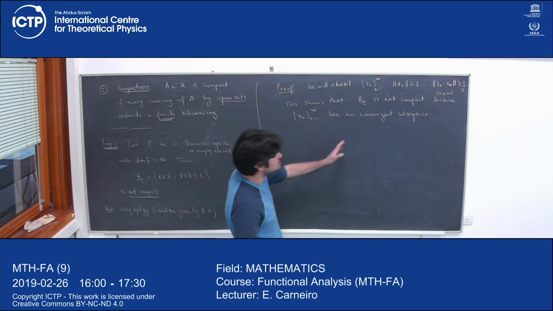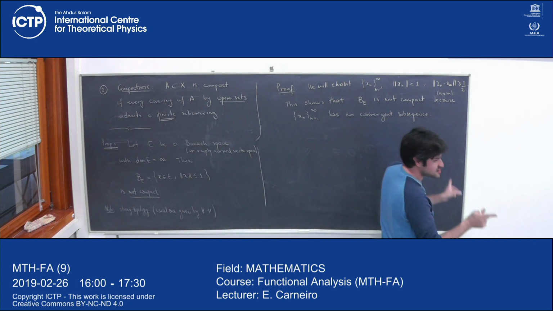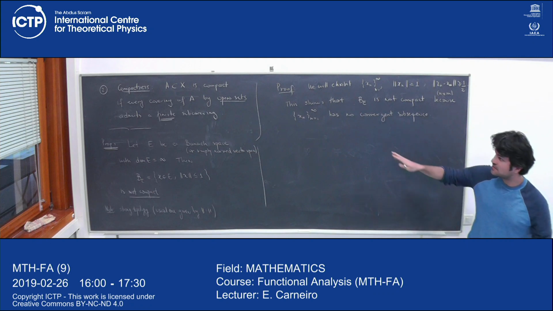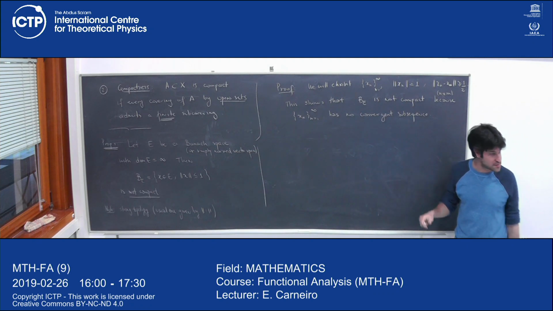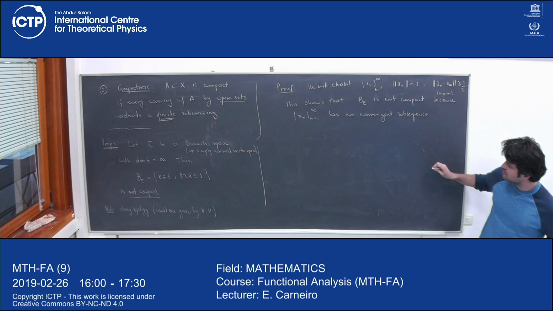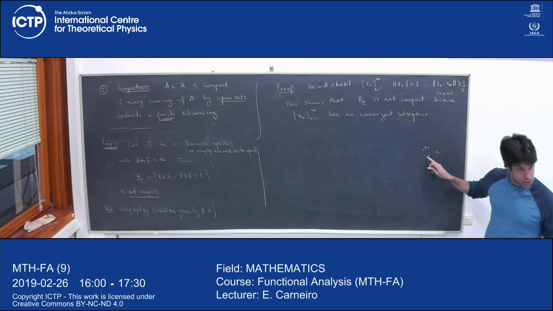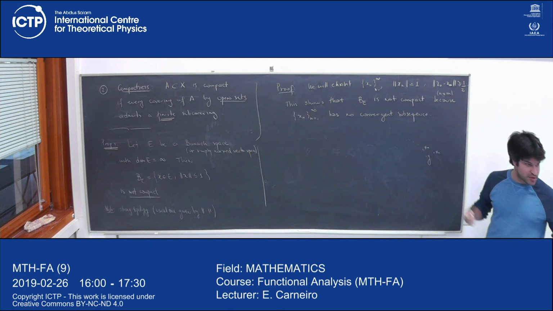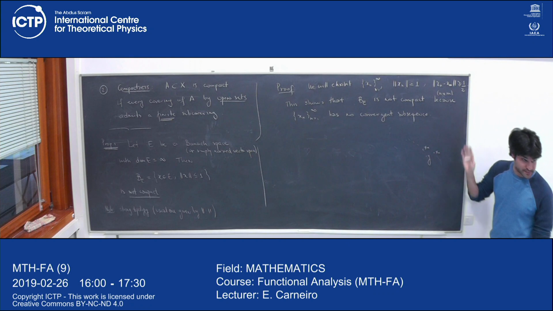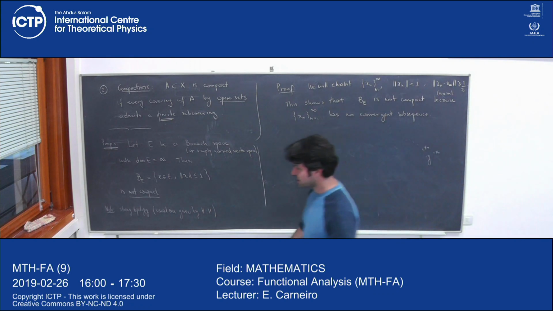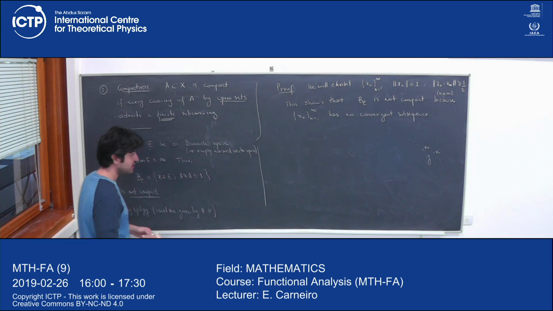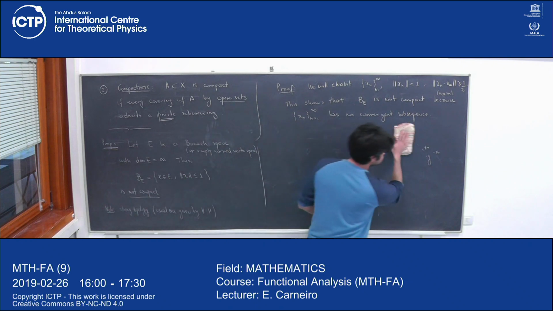Right? So if you have a sequence like this, where every pair of points is separated, it will have no convergent subsequence. Because if it had a subsequence that converged to some point y, then at some point xn would be close to y, and xm would be close to y as well, so xn and xm would be close to each other, violating this condition. Okay. So this is the idea.